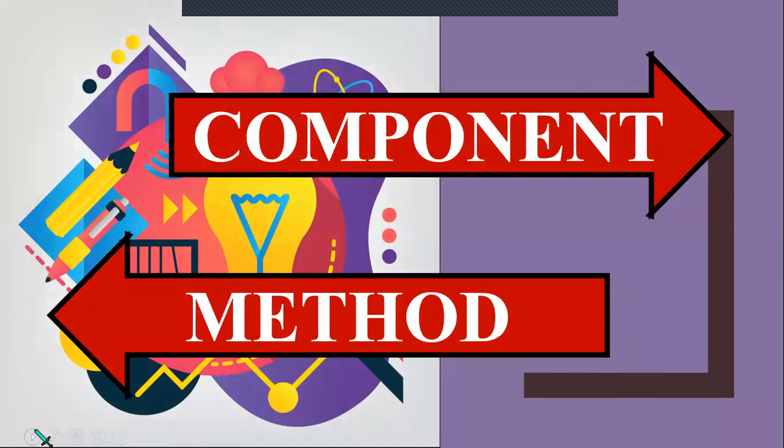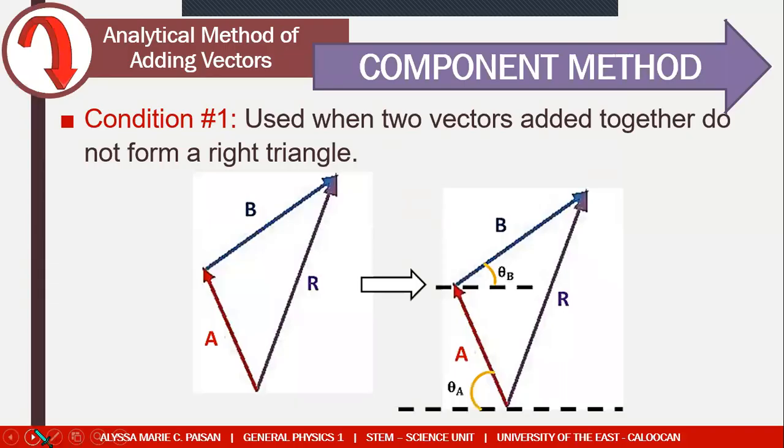This time, STEM students, we're going to proceed with part 2 of vector addition. So we're done with getting the sum, getting the difference, as well as using the Pythagorean theorem. Now we're going to proceed with the component method of analytically adding vectors.